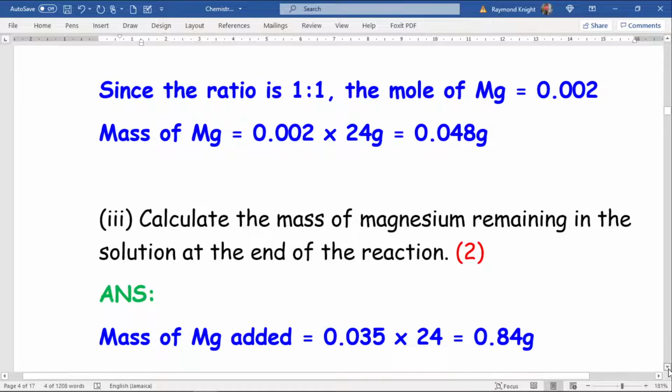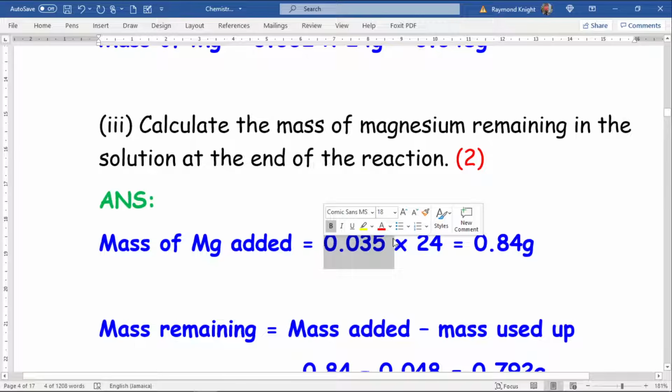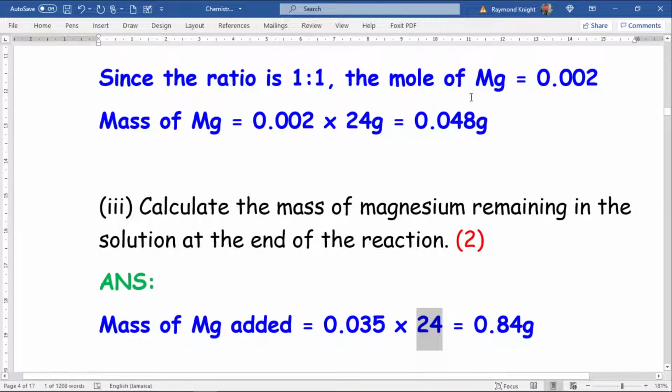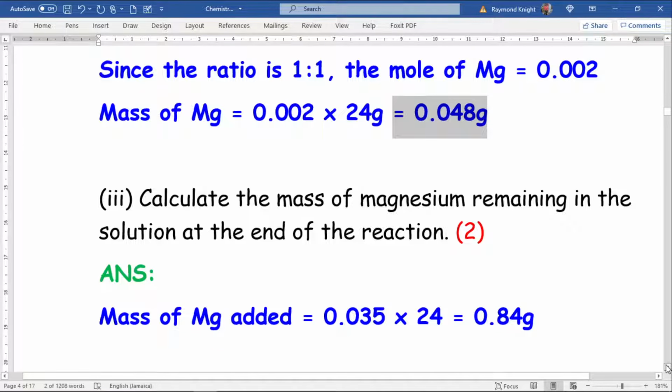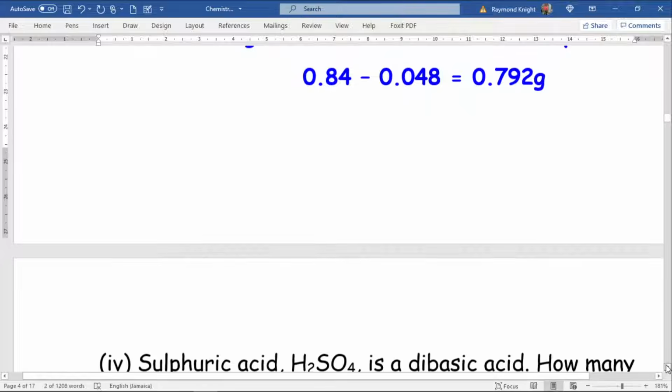Again, remember that they gave us this mole. This mole multiplied by the relative atomic mass of magnesium is the mass of magnesium added to the entire reaction. Again, we've calculated the amount of magnesium actually used in the reaction, which is this value right here. And the difference between these two values gives us the remaining amount of magnesium. All right, great.